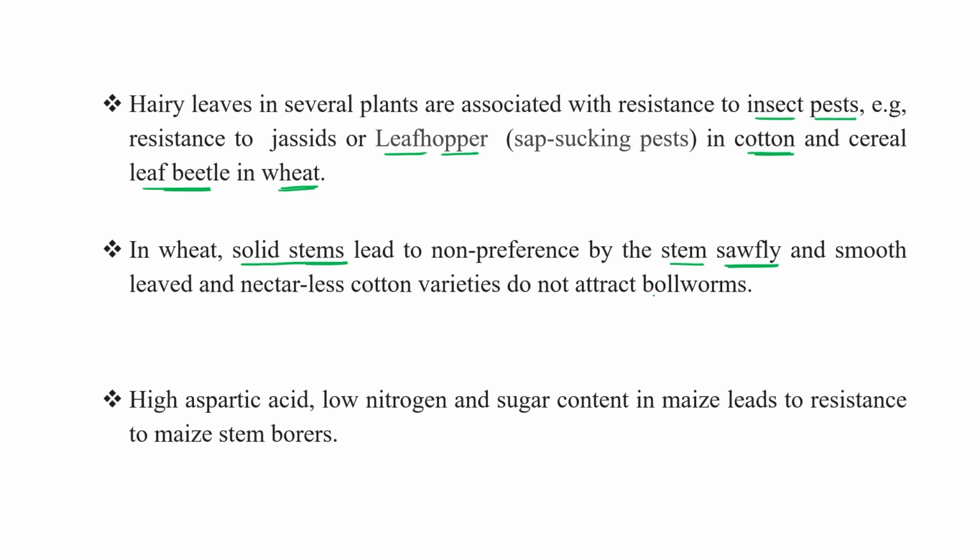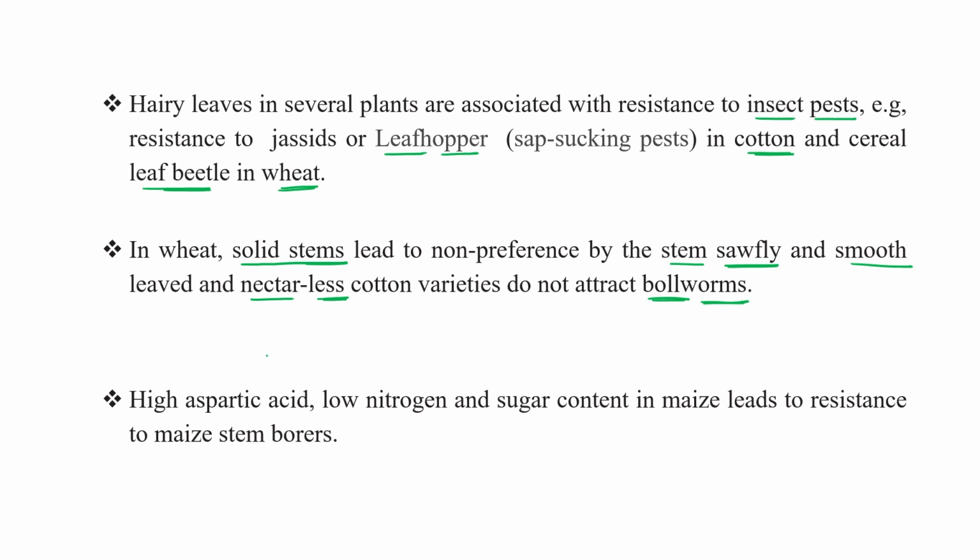Similarly, the insect known as bollworm does not get attracted to cotton varieties which have smooth leaves and nectarless flowers. Okay, so they have a certain kind of modification. These morphologies do not attract these kinds of insects, so they are showing resistance.